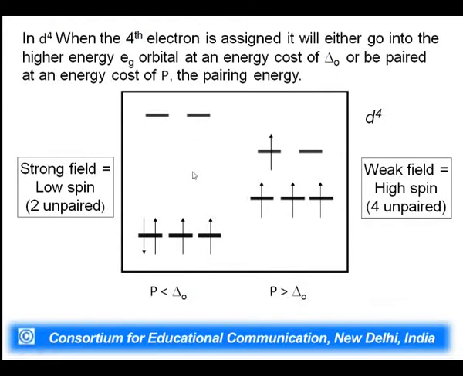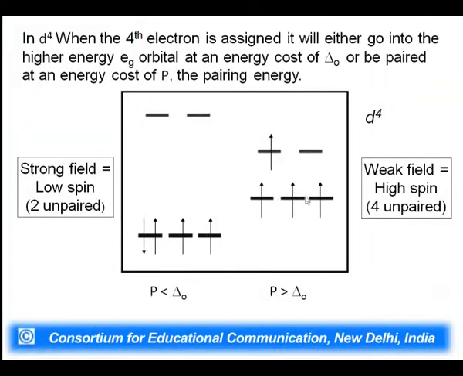Here the pairing energy of these electrons becomes very important. If it is a strong field case, usually a low spin complex with two unpaired electrons is formed. You can see from here that one of the t2g set of orbitals is doubly occupied, and the rest of the two are singly occupied. So, one can say that in such a case a low spin complex is formed, because if you look at the magnetic moment of this complex, it would be equivalent to that of an ion with two unpaired electrons.